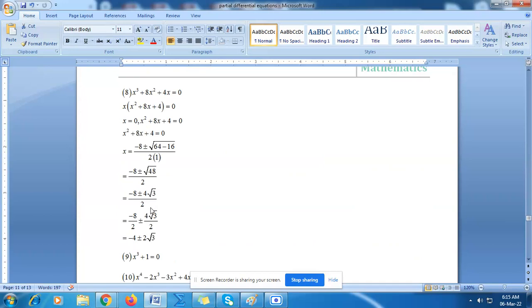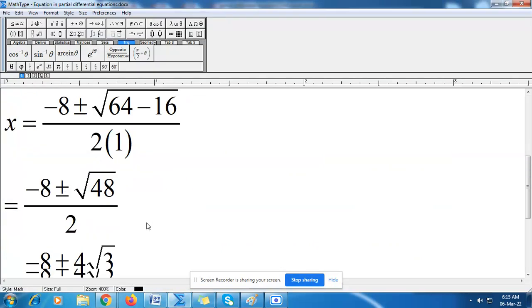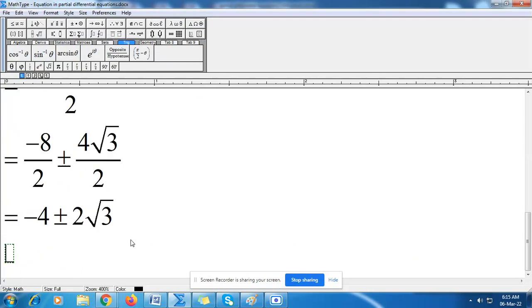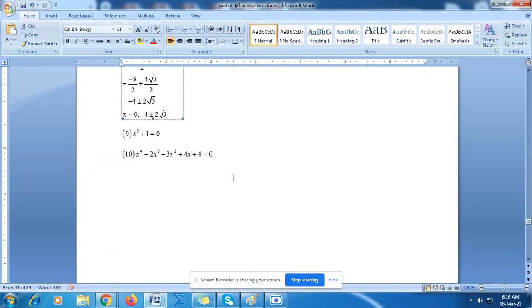So finally, how many roots do we have? It is a cubic equation. You have to get three roots. That is, 0 is one root, and the other ones are these: x equal to 0, comma, minus 4 plus or minus 2 root 3. Minus 4 plus 2 root 3 and minus 4 minus 2 root 3. So we have three roots. Over.